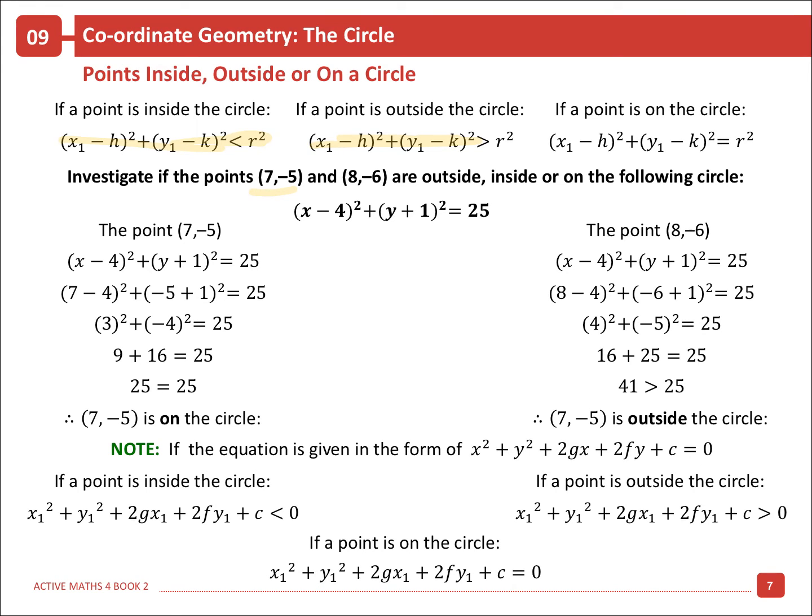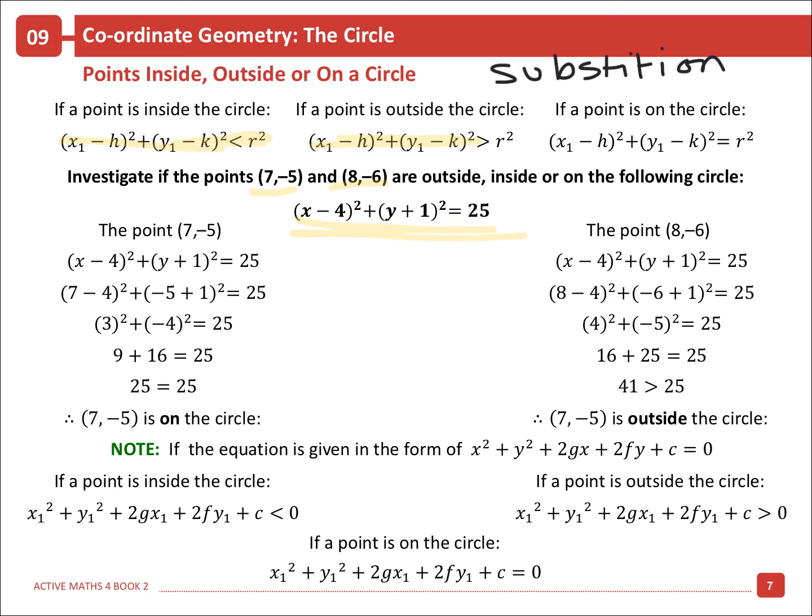So I've given you 2 points here. Find out if they're outside, inside, or on the following circle. So you're given the circle here, and all it is is substitution. When you're trying to find out if points are inside, outside, or on the circle, the skill here is substitution. So you're just going to substitute it into the equation.